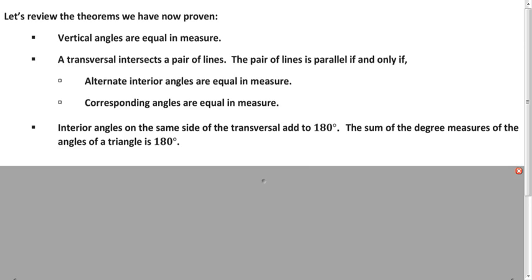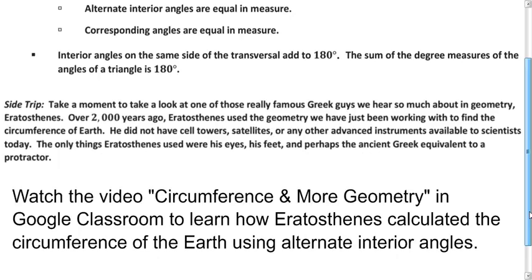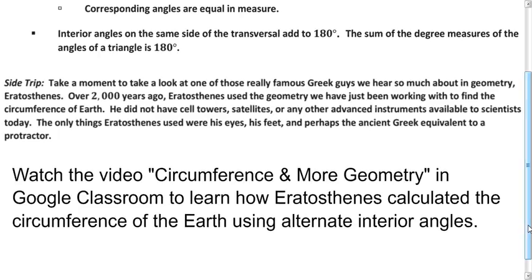So here's a whole bunch of tools we have so far. Keep them in the back of your head. There was an ancient Greek called Eratosthenes, and he calculated the circumference of the Earth, approximately, but really, really close, by using the properties that we've talked about in this lesson, particularly alternate interior angles. So there's another video posted with this homework. I'd like you to take a chance to watch it. I found it quite interesting, and you're going to learn a little bit more about the history of mathematics.